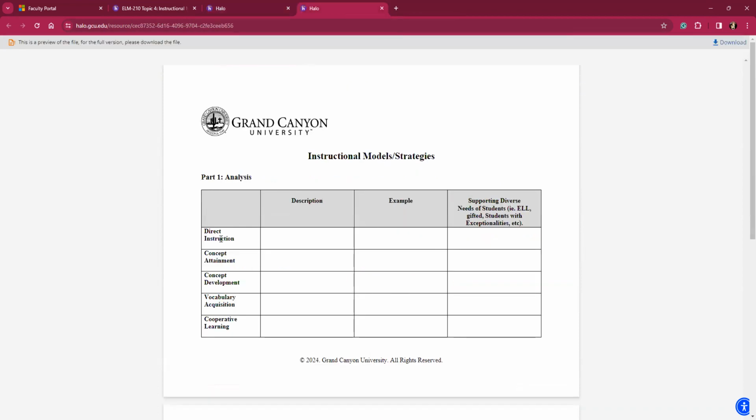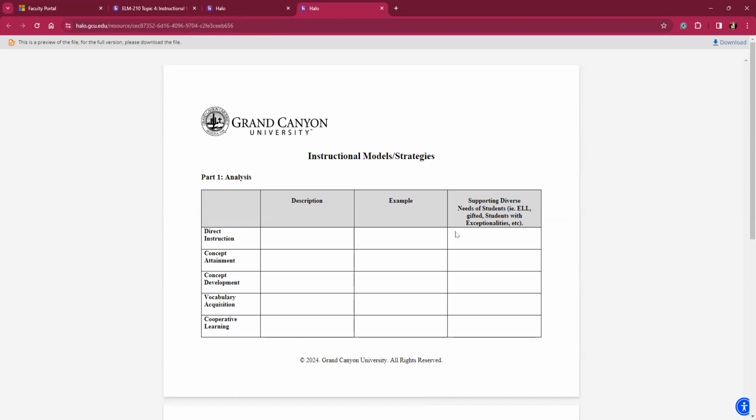And how does each of these support those diverse needs on the class profile? So because there's a range of needs in the classroom, what does direct instruction do to support different learners? A common misconception I see students have when they do this assignment is they say, how can I support diverse students when doing direct instruction? But that's not what it's asking. It's how does direct instruction support diverse students?